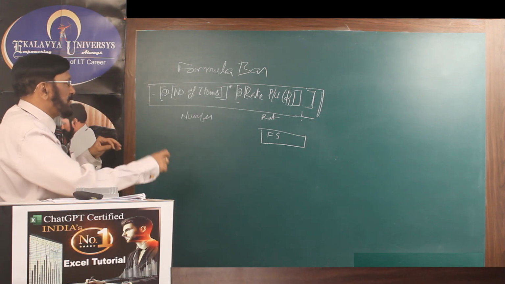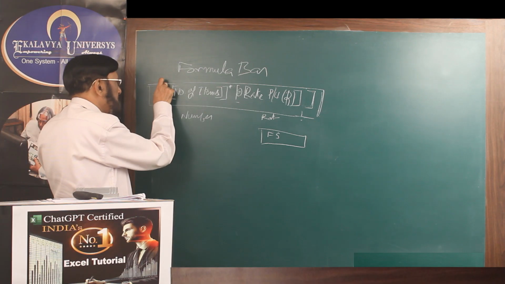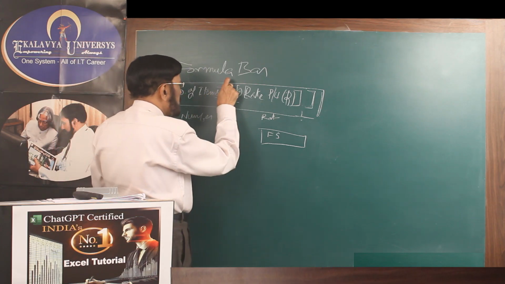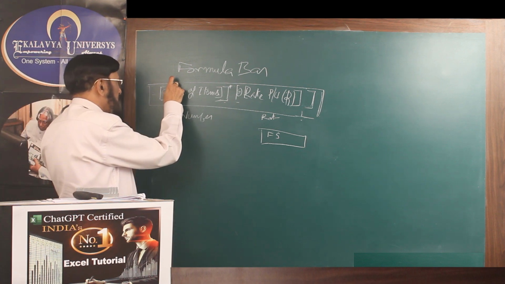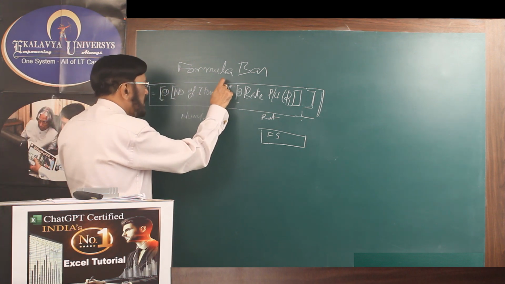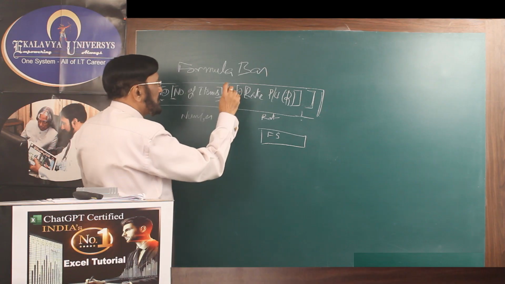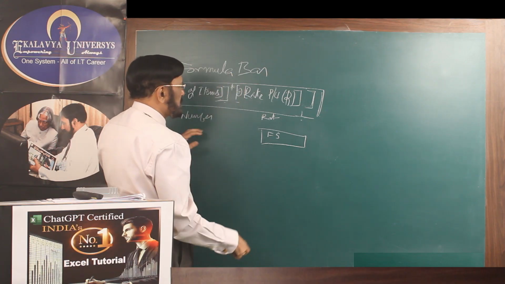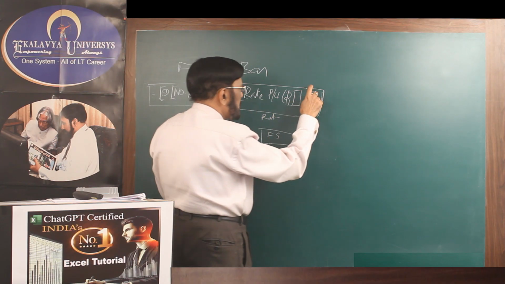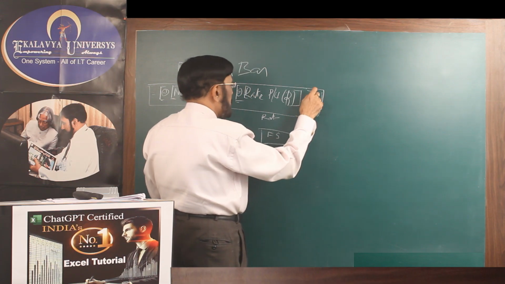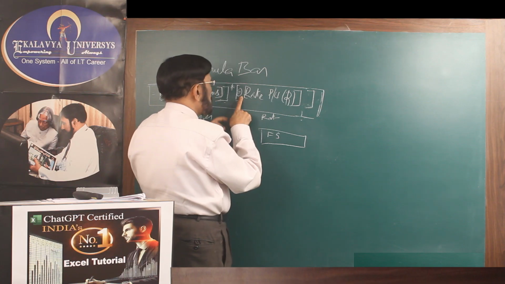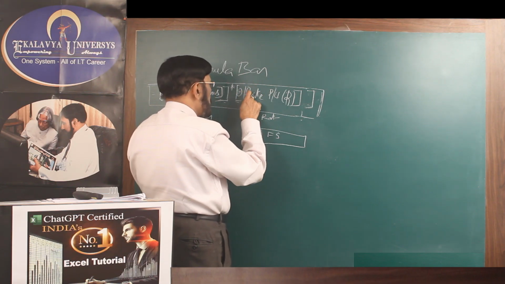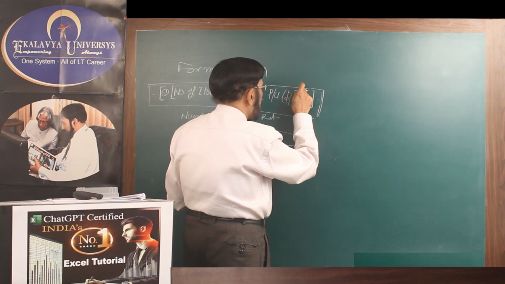And always one precaution I am telling you. For every opening bracket, one closing bracket should be there. Normally, beginners commit these mistakes. For this opening bracket, another closing bracket should be there. And here, the multiplication symbol, the star symbol. Here, one opening bracket and one closing bracket. Now after that, one opening bracket and one closing bracket.